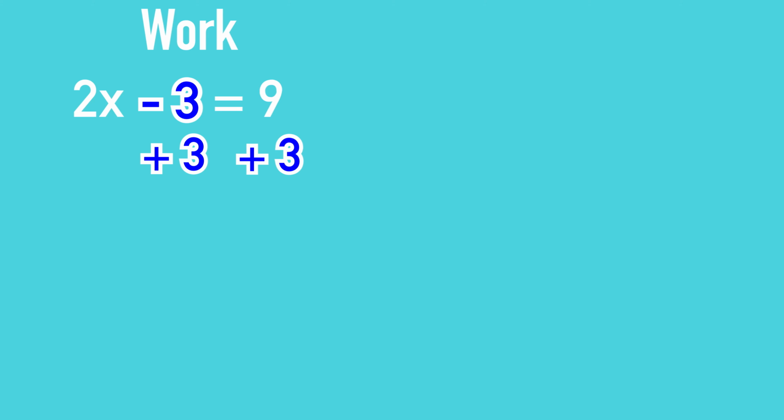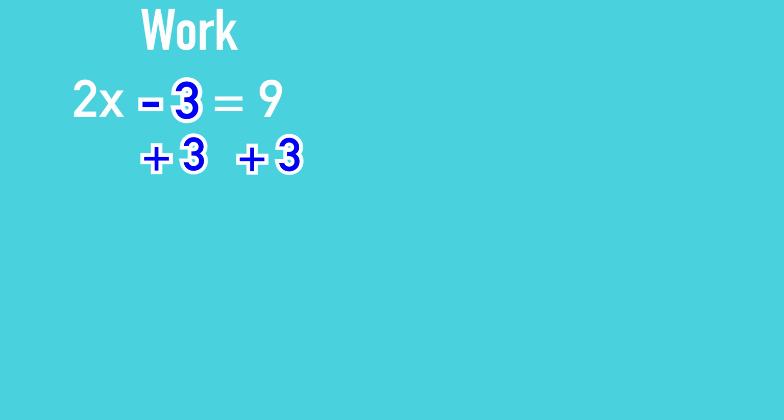Let's start by looking at the equation 2x minus 3 equals 9. If we reverse the order of operations, the first thing to go is addition and subtraction. So in our equation, we must start by reversing the minus 3. Addition is the inverse operation of subtraction, so using the addition property of equality, we add 3 to both sides.